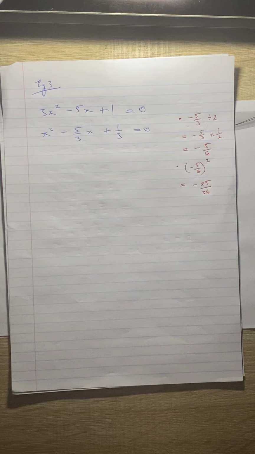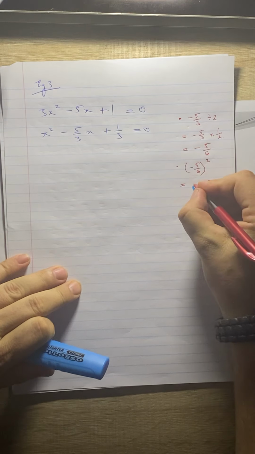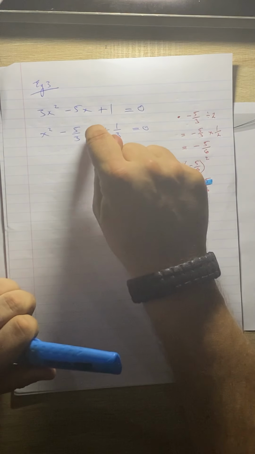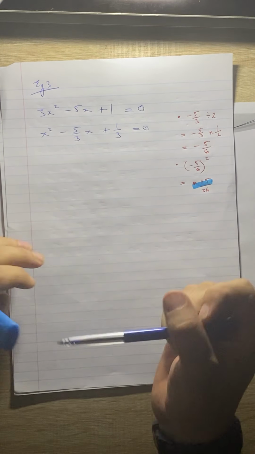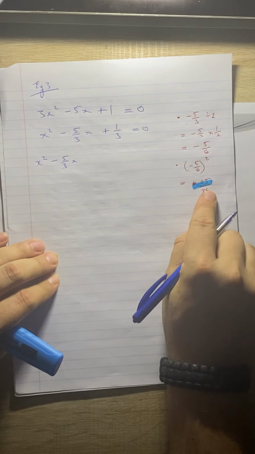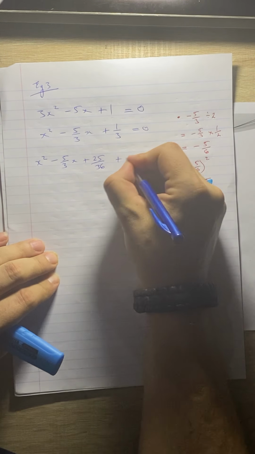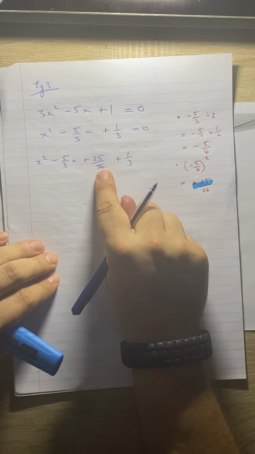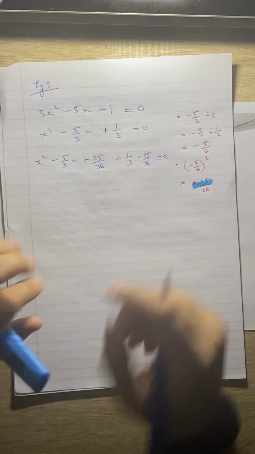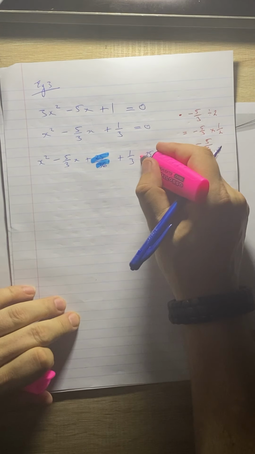Actually it's not going to be minus, it's going to be a positive. Apologies, it's because we squared it. I'm going to take that 25 over 36 and add it into here. So we get x squared minus 5 over 3 x plus 25 over 36 plus 1 over 3 from there. But because I added this in, I must take it away. Minus 25 over 36 equals 0. And then we take it away.